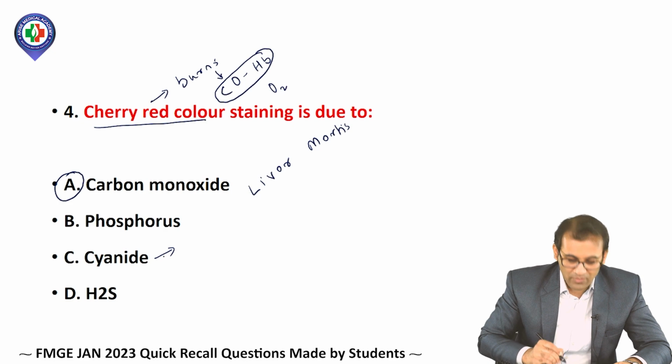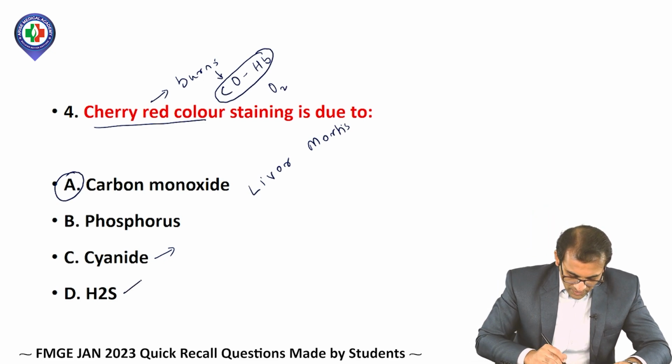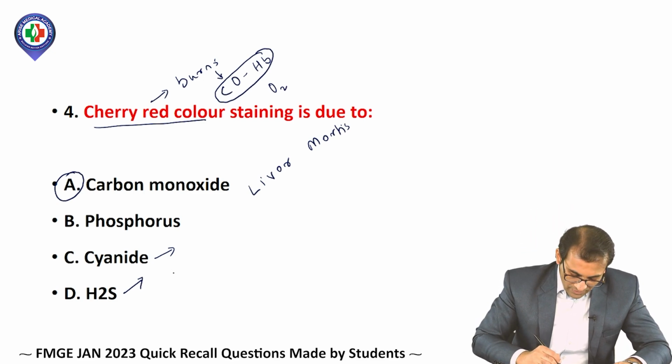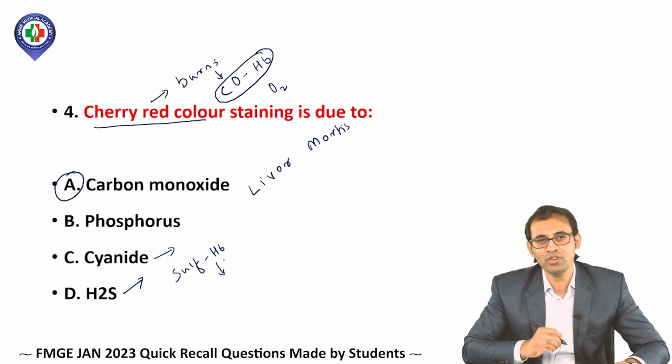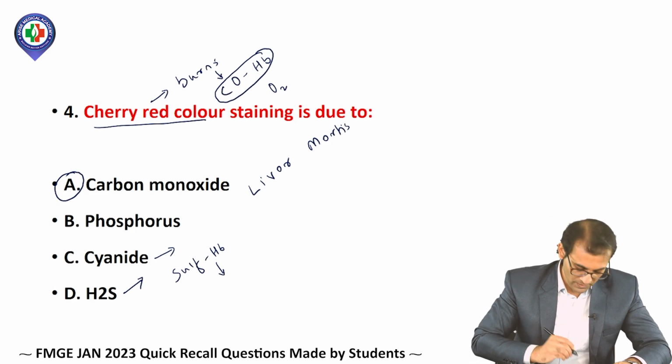In cyanide poisoning, there will be brick red or bright red color. There you are going to see which type of hypoxia? Histotoxic hypoxia, because cyanide blocks the cytochrome oxidase enzyme, so tissues will not be able to utilize the available oxygen. What about option D? Hydrogen sulfide, H2S. This will make sulfhemoglobin, and because of its formation, there will be bluish-greenish discoloration. So in this question, the answer will be carbon monoxide poisoning.